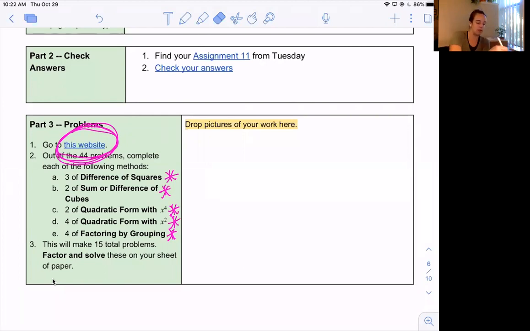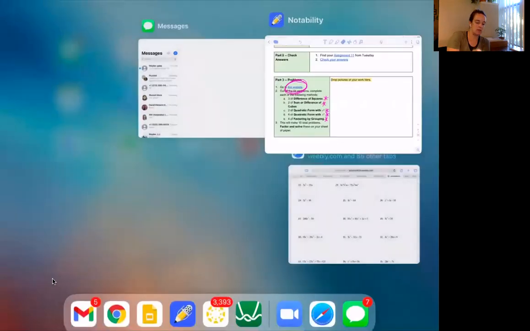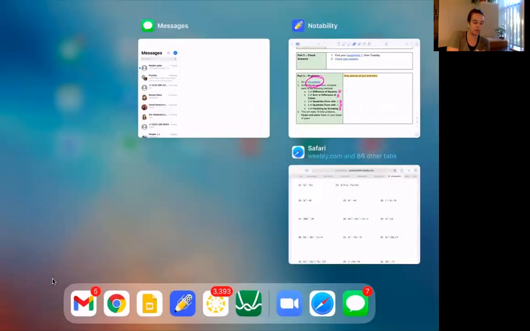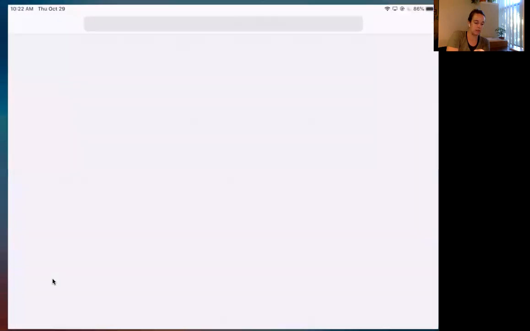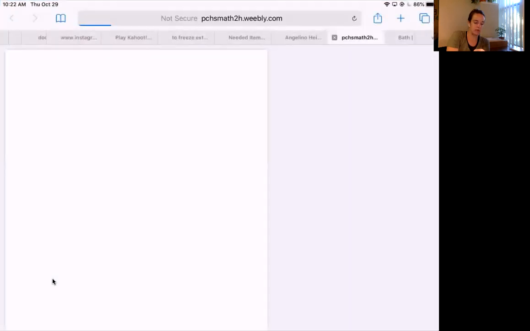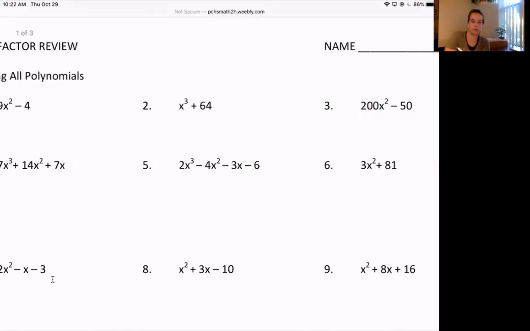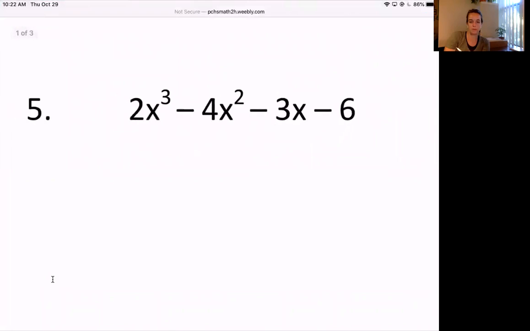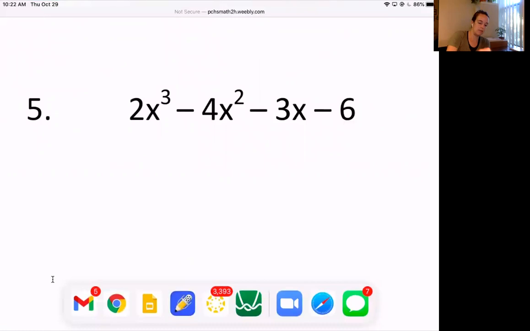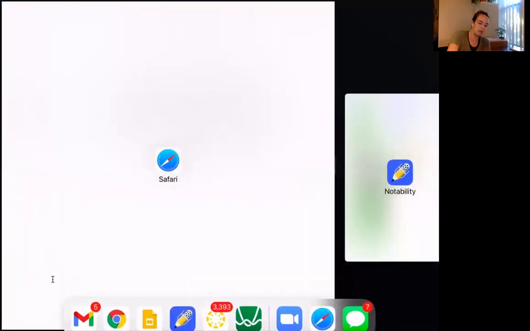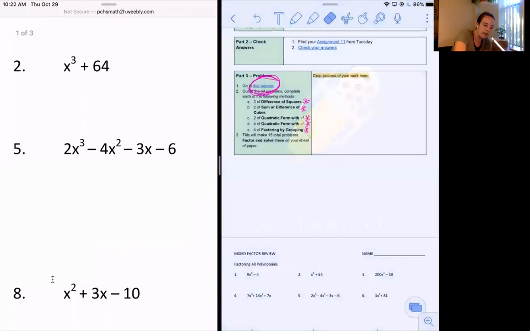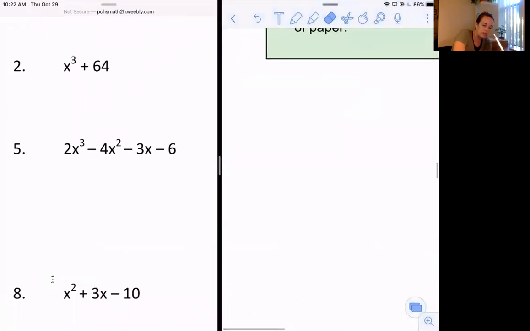All right. So I'm going to go to that website and find one that I can use factoring by grouping. Factoring by grouping is going to have 3 or 4 terms. So maybe number 5 might be a good one to do. I'm going to pull up that one here. All right, so I have 2x to the third minus 4x squared minus 3x minus 6.